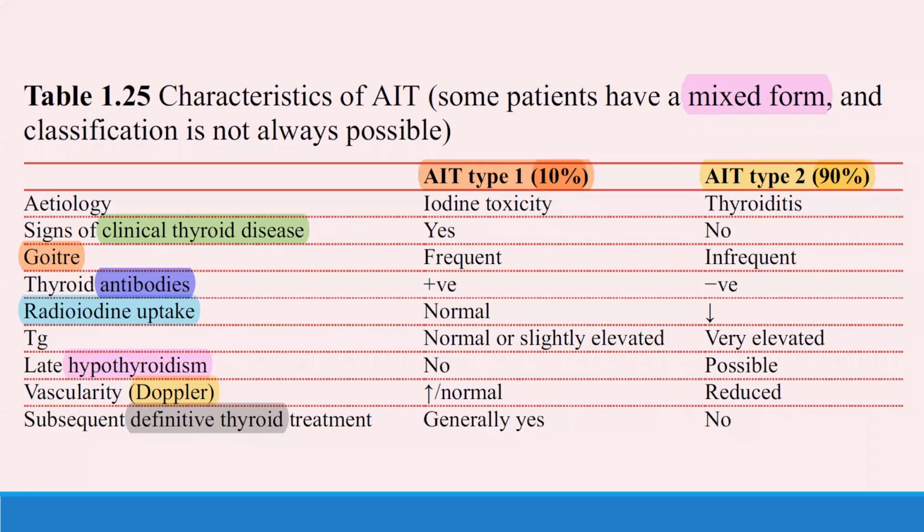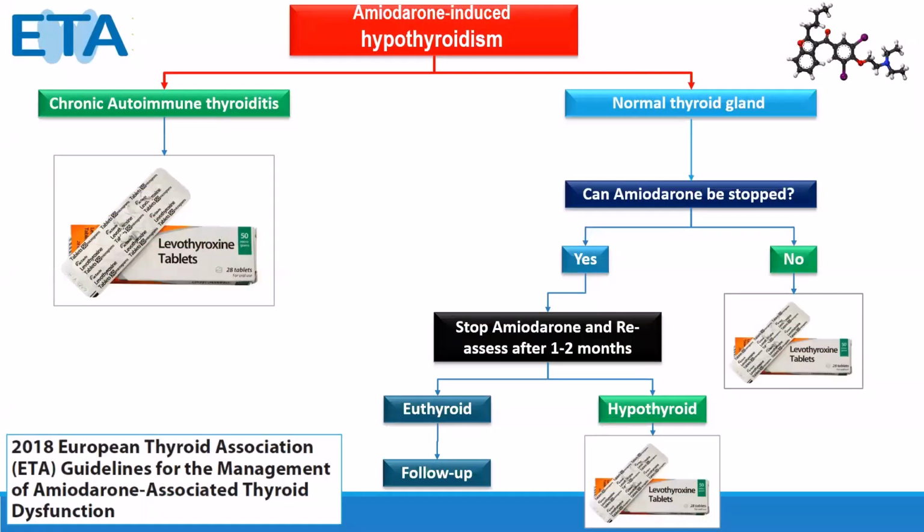Type 2 usually needs no definitive thyroid treatment, but in type 1 we should go to permanent treatment by surgery as a first choice, or radioactive iodine ablation as a second choice. How to manage amiodarone-induced hypothyroidism?